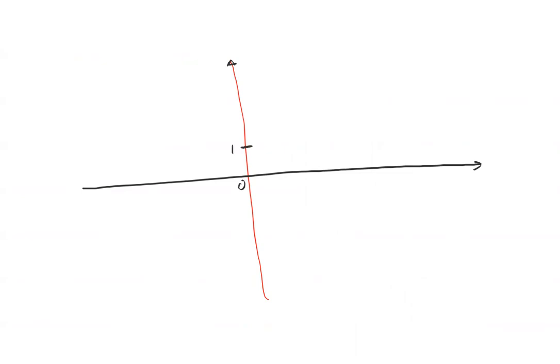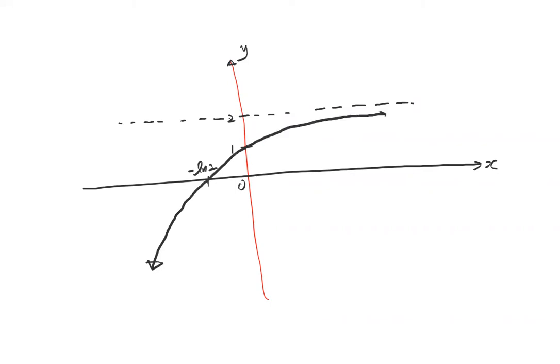What is the horizontal asymptote? 2. So do you see, in the graph, I cannot draw the dotted line because the horizontal asymptote is also the x-axis. Are you clear? The x-intercept is negative ln 2, correct? So the graph goes like this. Approaches negative infinity, and this one approaches here. So this is my y equal to 2 minus e to the power negative x.